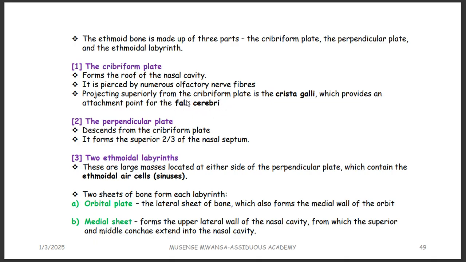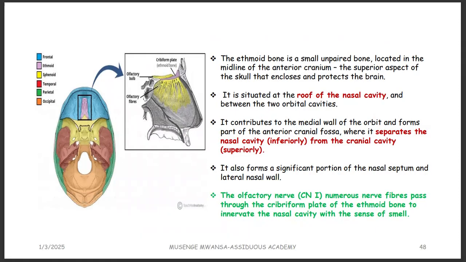This is a tent that will be separating the left hemisphere of the brain from the right hemisphere of the brain. So you need to please take note of that. And then the perpendicular plate is going to descend from the cribriform plate. It is going downwards, and it will form part of the nasal septum.